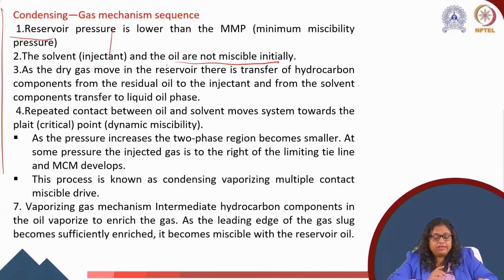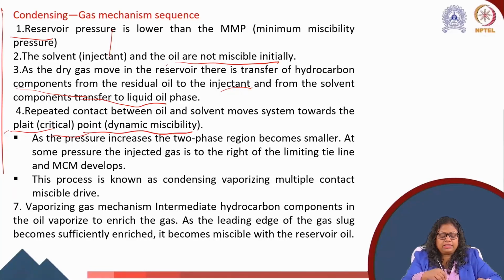As the dry gas moves in the reservoir, there is a transfer of hydrocarbon components from the residual oil to the injectant, and from the solvent, components transfer to the liquid oil phase. So there is first a transfer from oil to gas and then from the solvent components to the liquid oil phase. This repeated contact between your oil and solvent moves the system towards the plate point, or the critical point, and that we call dynamic miscibility.